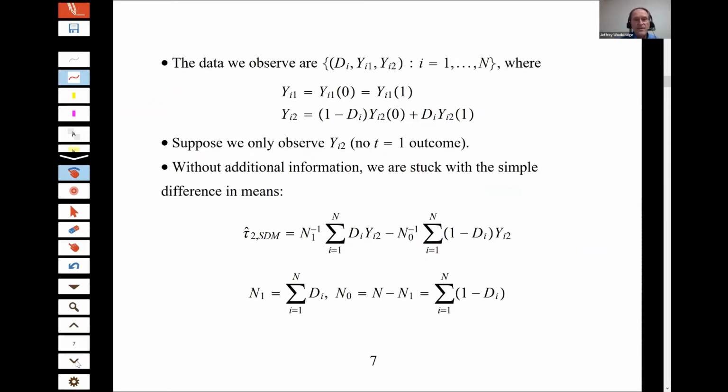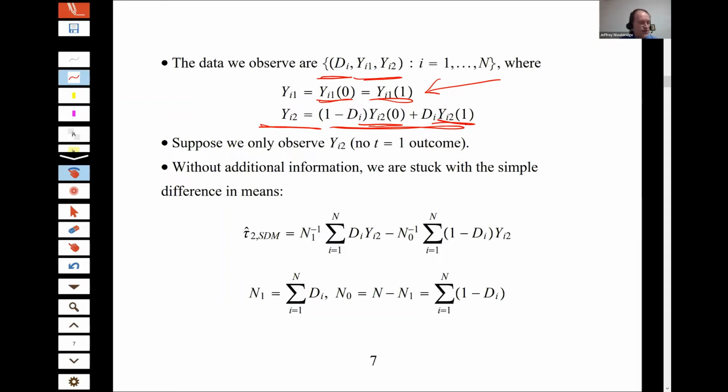So the data that we have in this simple case is we know their treatment status, and we know what the outcomes are in the first period and the second period. We're going to assume that we observe the outcome and it's the same outcome in both the eventually treated and control states. And then we can write the observed outcome Y2 in this simple way, where this simply picks off the potential outcome based on the treatment status.